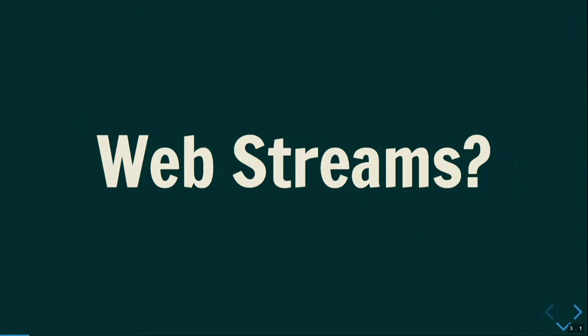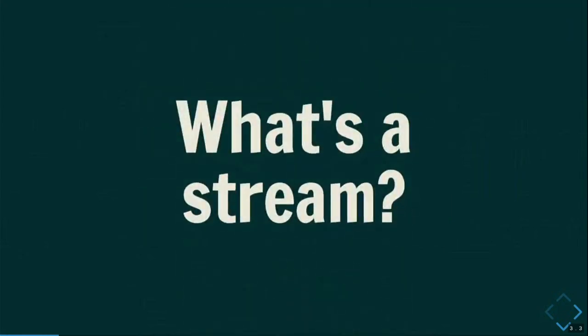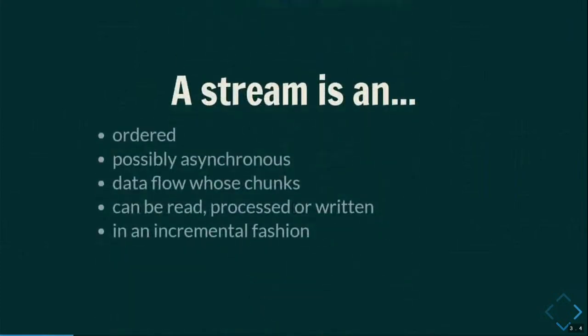So, first off, what does MDN have to say about the Streams API? Well, it says that it allows JavaScript to programmatically access streams of data received over the network and process them as desired by the developer. I don't know, that doesn't say a whole lot to me. So what is a stream in that sentence? What can you actually do with this API? Well, a stream is, first off, an ordered, possibly asynchronous data flow whose chunks can be read, processed, and written in an incremental fashion. That is a huge mouthful, so I'm going to break that down for you.